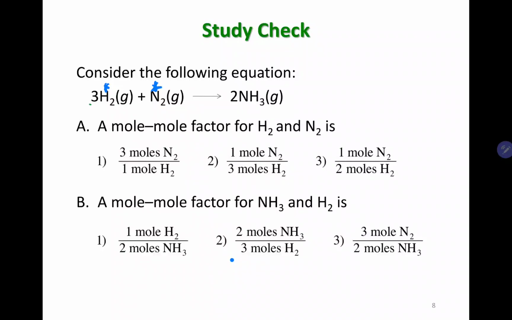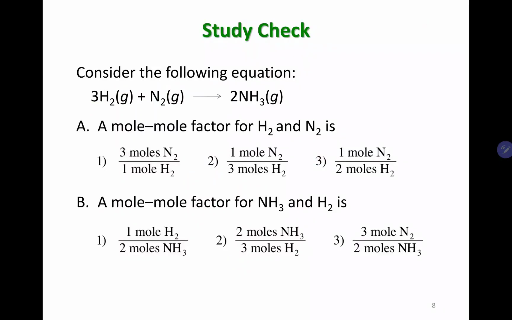For hydrogen, it should include number 3. For nitrogen, it should have number 1. So every 3 moles of hydrogen should have 1 mole of nitrogen. The correct molar ratio, the correct mole factor is actually number 2, where for every 1 mole of nitrogen you need 3 moles of hydrogen. So the correct answer is number 2.